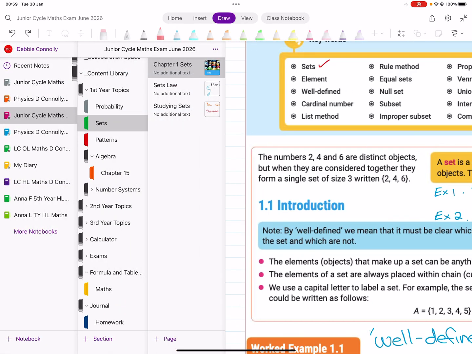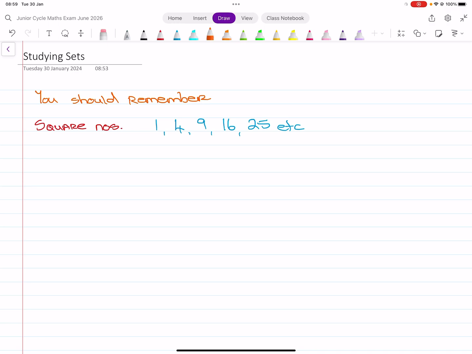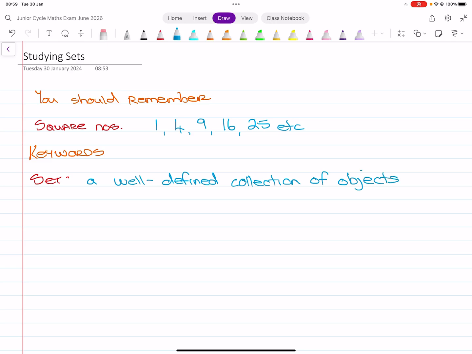So we go in here. This is the key words from this chapter. So I have set, and a set is a well-defined collection of objects. And do I know what that means? Because sometimes with maths language, it's a bit complicated. So do I know what I mean by well-defined? I don't know, so something like it has to be clear. Maybe an example might help.